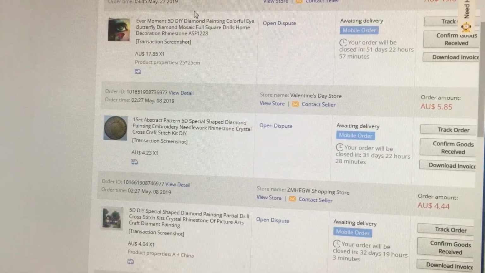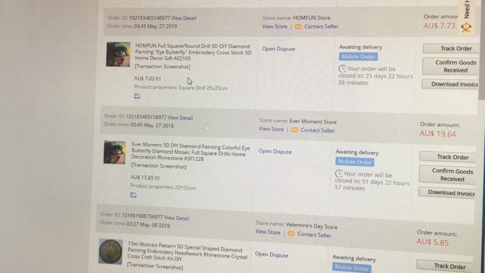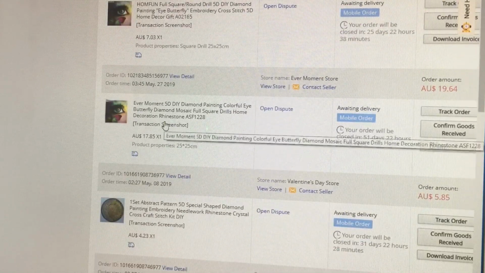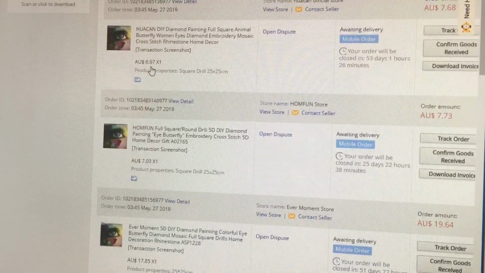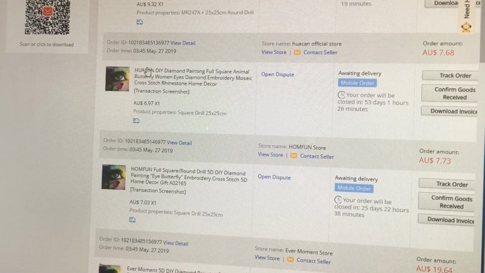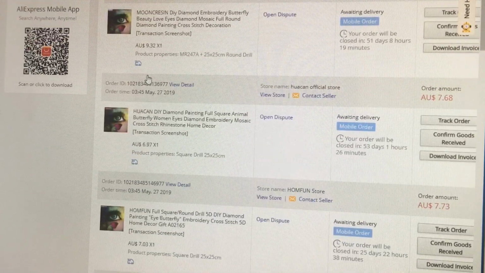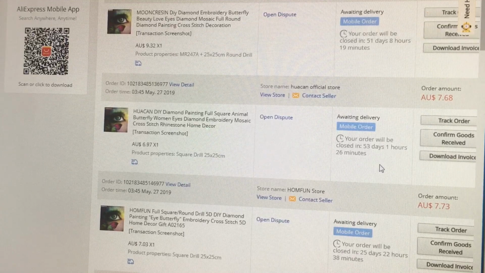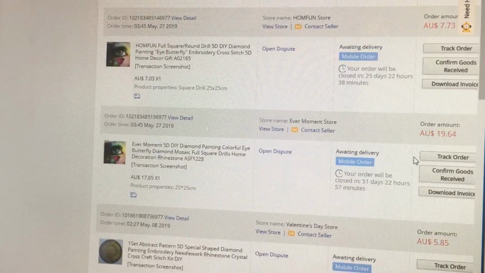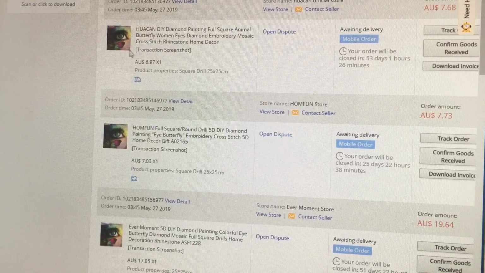So these are the stores that I'll be ordering from. I've ordered one from Evermoment, one from HOMFUN, one from Huacan, and then I've ordered a round just to toss in with the mix from Moon Crescent. So yeah, I've ordered 3 square canvases and 1 round canvas. They're all the exact same image. 3 of them are in square, 1 of them is in round.